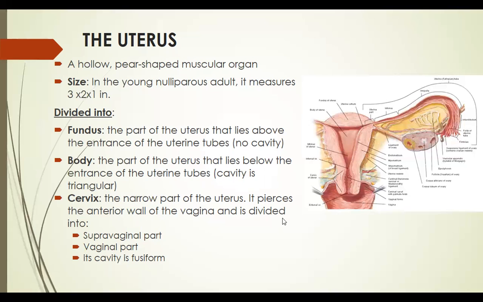Its cavity is fusiform. If you see here, the cavity of the uterus is triangular in shape, but the cavity of the cervix is fusiform. Means at the center it is broad, and at the upper end and lower end it is narrow. This is the internal os, this is the external os. Between the internal and external os, this part will be very narrow, and in the middle part it will be broad. This shape is called fusiform shape.